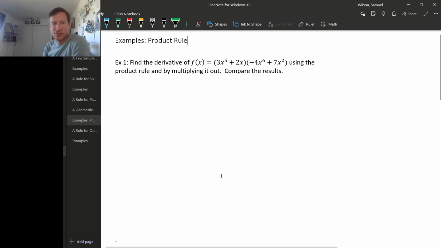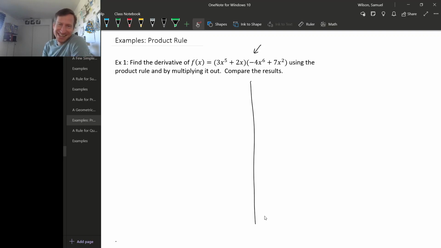Let's look at some examples of using the product rule. So let's find the derivative of this using the product rule. Now this is a product of polynomials, so another way we could calculate the derivative of this is just to multiply it out and then use the sum rule and power rule. So let's actually do it both ways and just check that we get the same thing. It's always kind of reassuring when there are two completely different ways to do a calculation and they give you the same thing. So let's start out using the product rule.